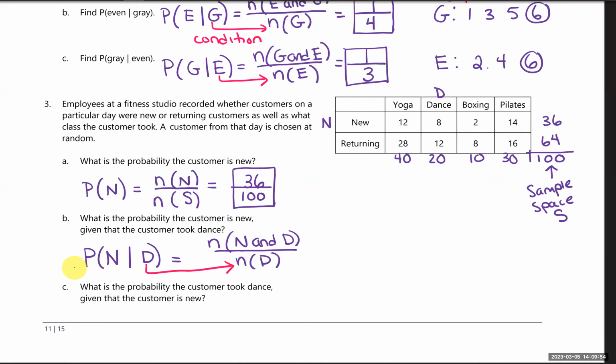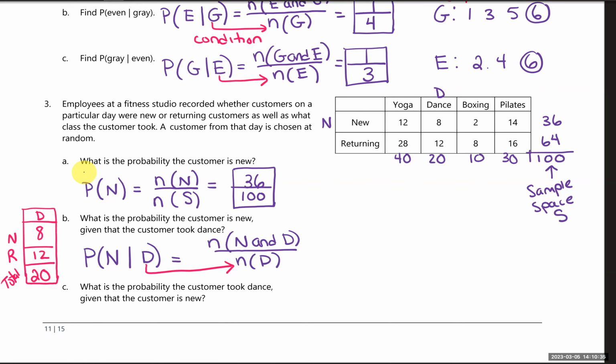So I'm only allowed to look at people that went to a dance class. I'm going to emphasize that even further by just drawing that part of the table. So the condition says you're only allowed to look at people that went to dance. You're only allowed to look at that column. You have to ignore the rest of the table. So for dance, I had 8 people that were new. I had 12 people, I'll just do R, that were returning customers. That was a total of 20 people.